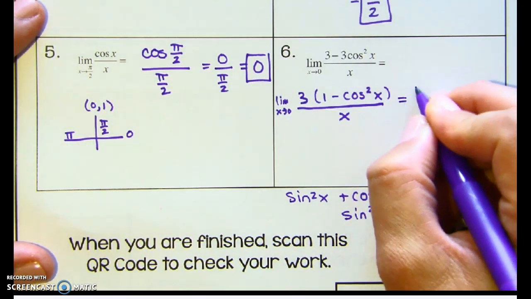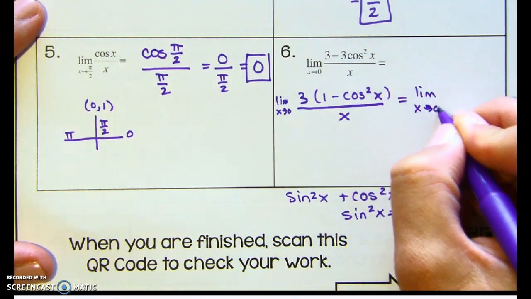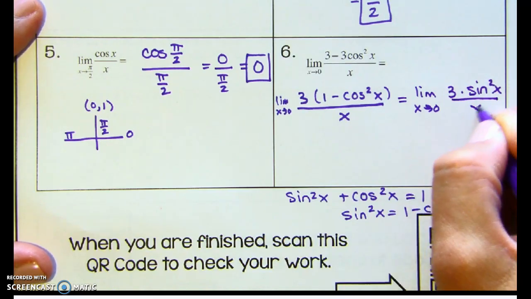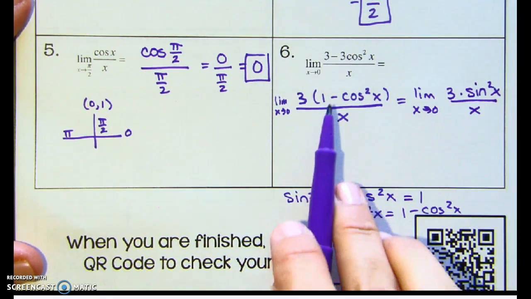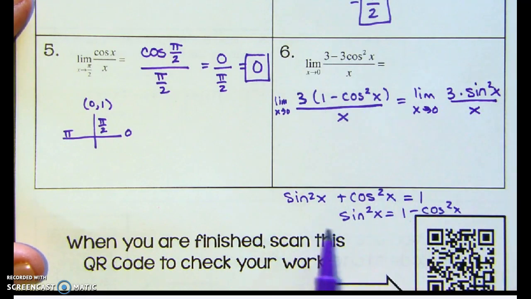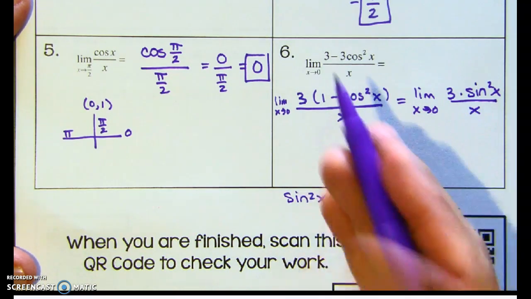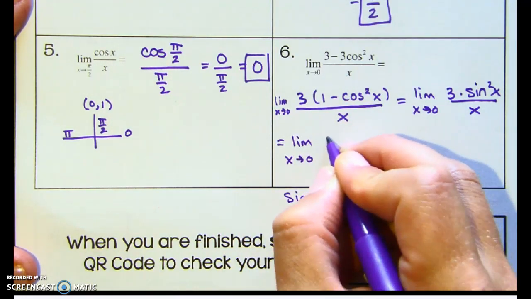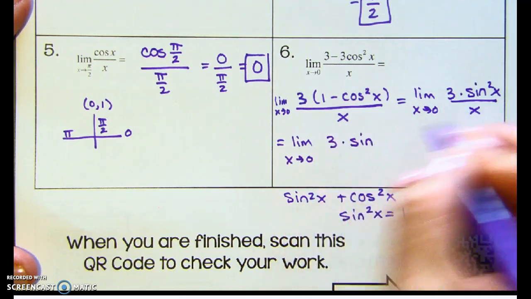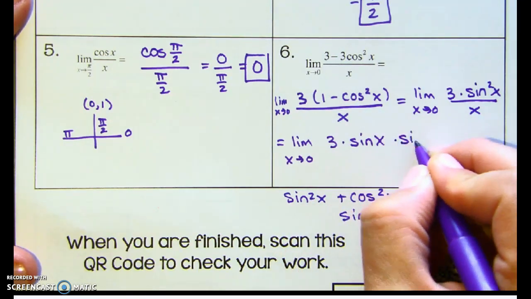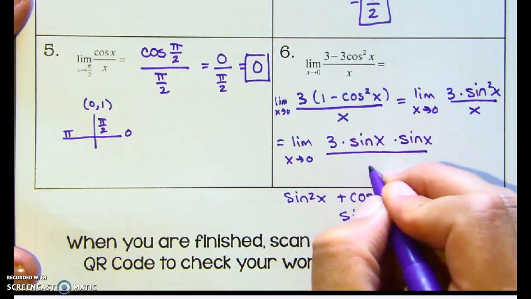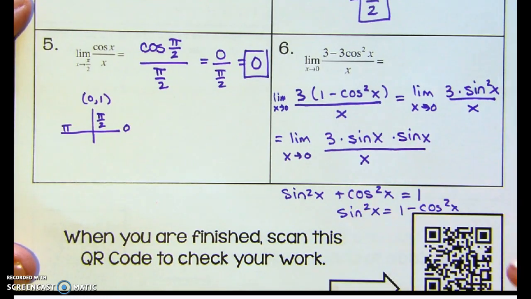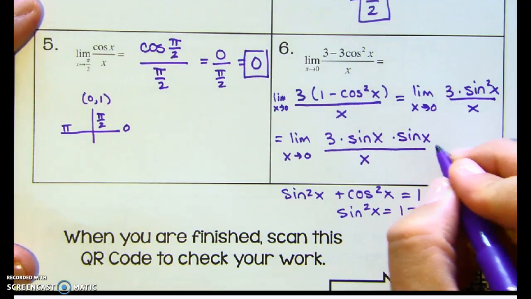Here we go. We all agree we're doing a limit still, of 3 times sine squared x all over x. We okay? I substituted this out for this using this Pythagorean identity. Now watch what I'm going to do. What is sine squared? Do you agree it's sine times sine? Okay, so I'm separating the factors, and now we are ready to evaluate the limit.